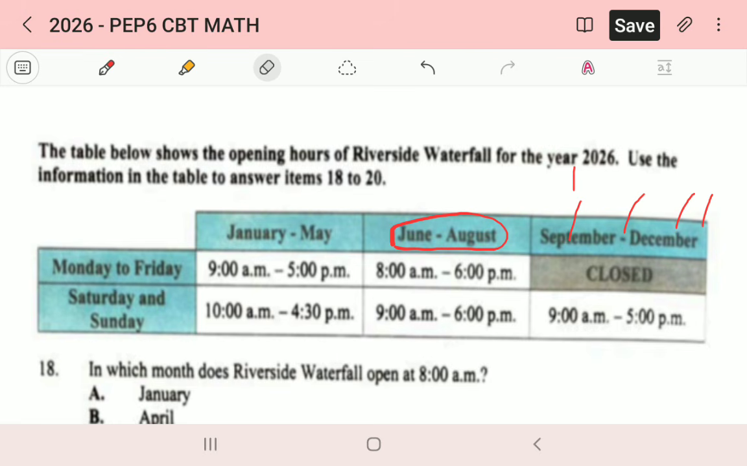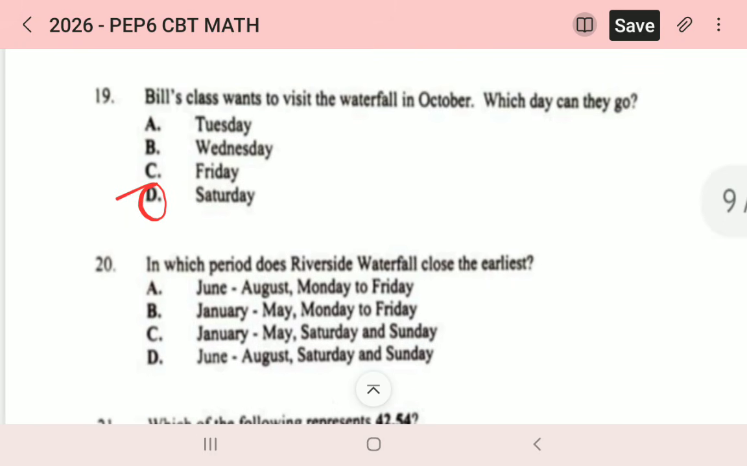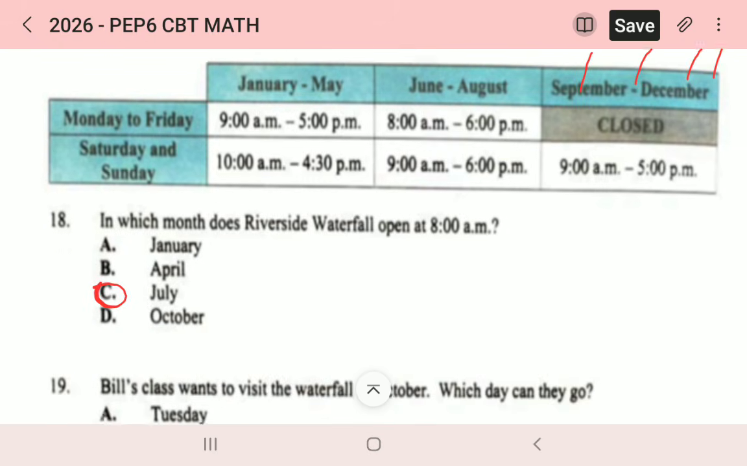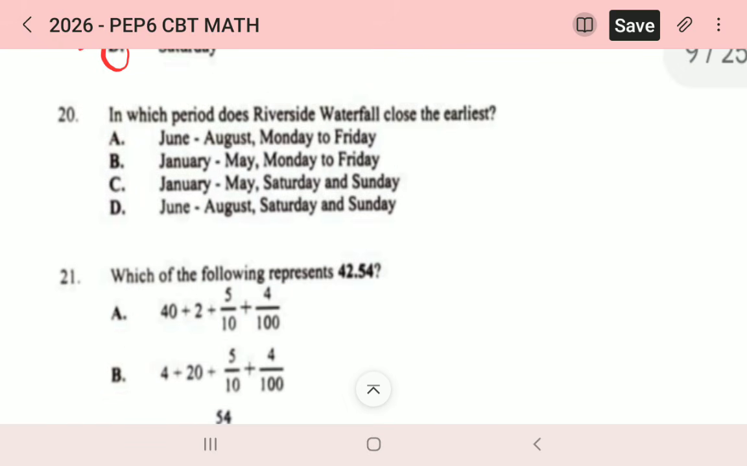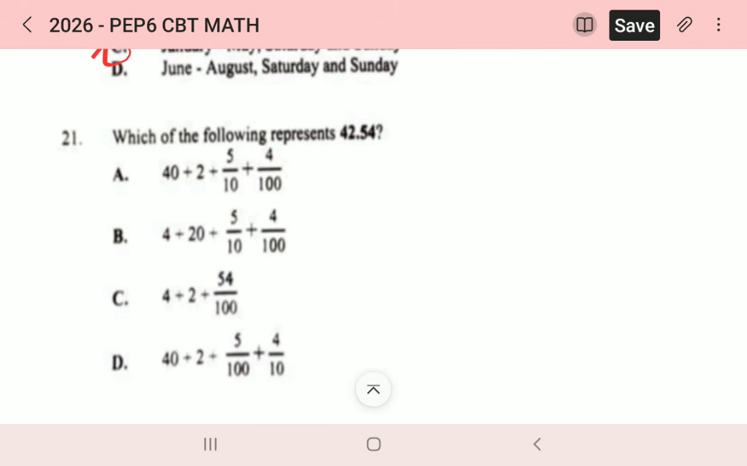So the earliest period is in January to May, because they're closing off between 4:30 and 5. June to August is 6. September to December is strictly 5. So the earliest falls in January to May, which includes 4:30. So let's go down and see if we have a January to May, Monday to Friday. No, Monday to Friday is 5. It's Saturday and Sunday. January to May, Saturday, Sunday, that's C. Good paper, good paper, good paper. You just need to reason.